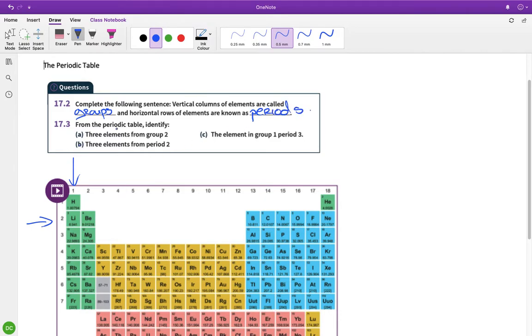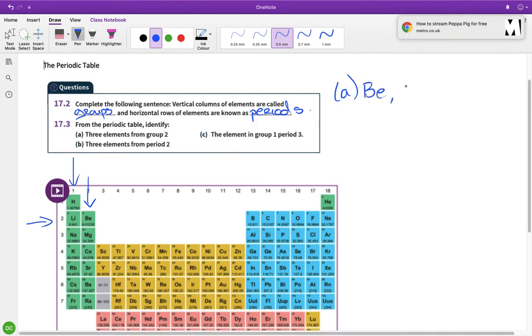So 17.3, name 3 elements from group 2. If I literally just do the top 3, it's probably the easiest. So here's group 2, this one here, so beryllium, magnesium, calcium. Beryllium, magnesium, calcium are the top 3.